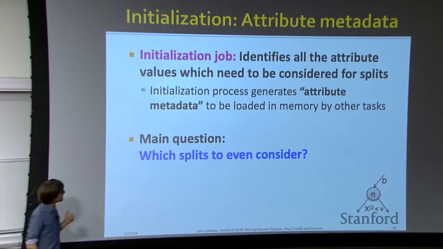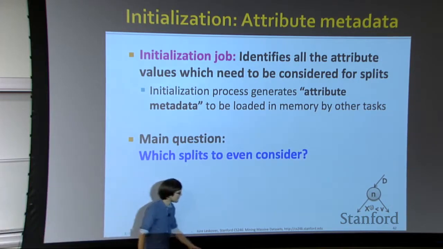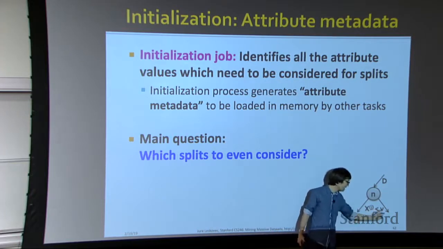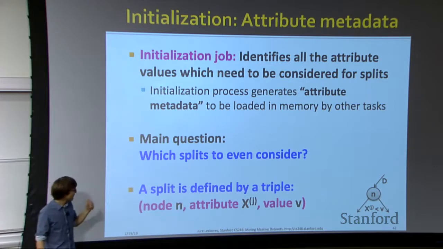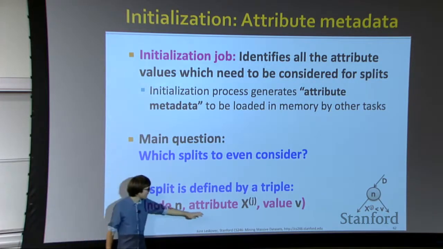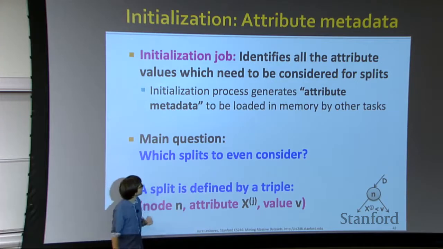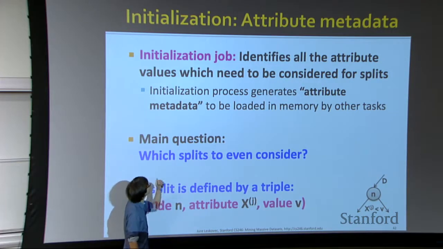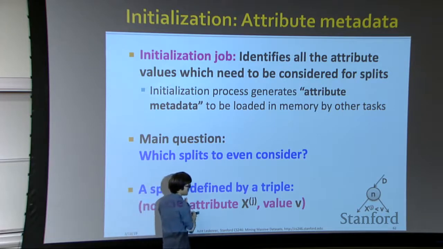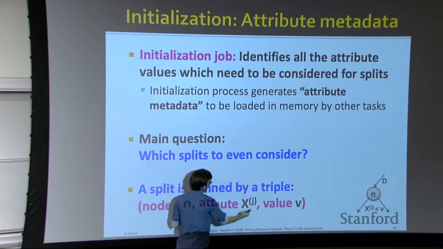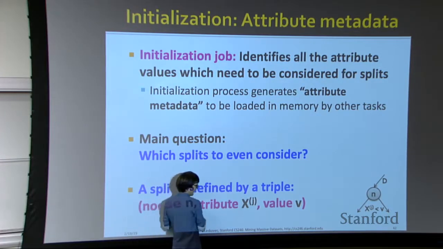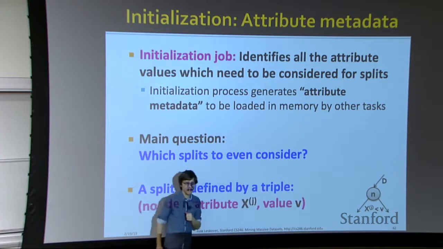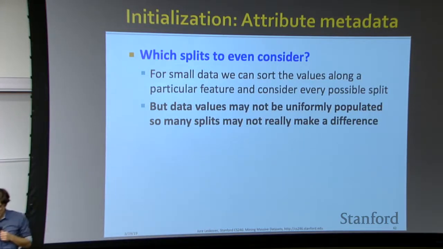So now the question is, which splits should we even consider? Which X_j and v should we even consider? And the idea is that a split will be defined by a triple: node, attribute, and value. What the initial MapReduce job will generate is a set of pairs, attribute and value, and then the master will append the node ID when it needs to. But initialization only generates variable, comma, value. That's the idea. So the question is, which split should we even consider?